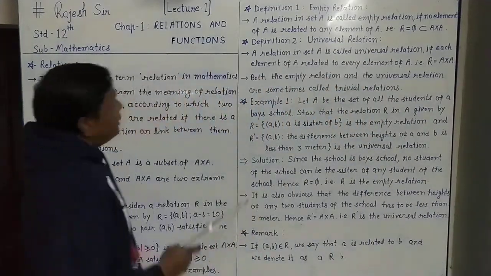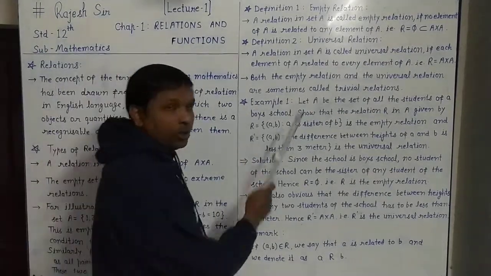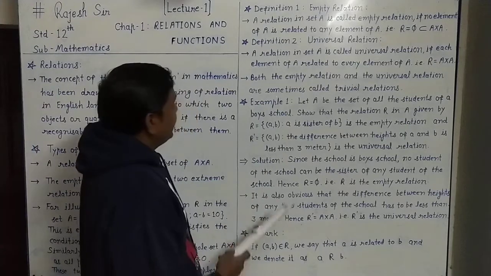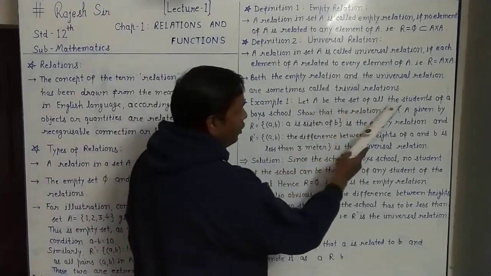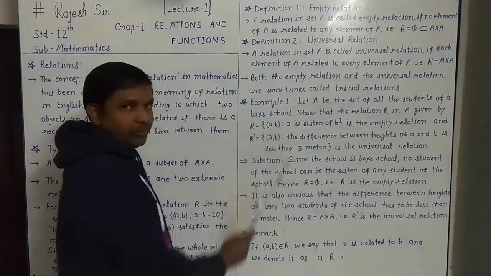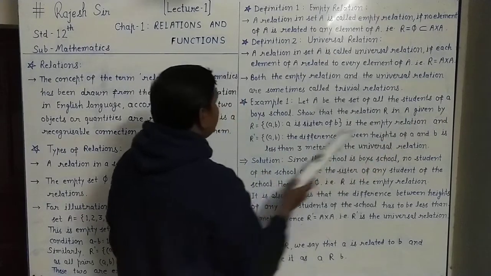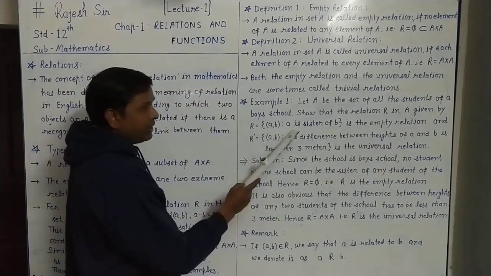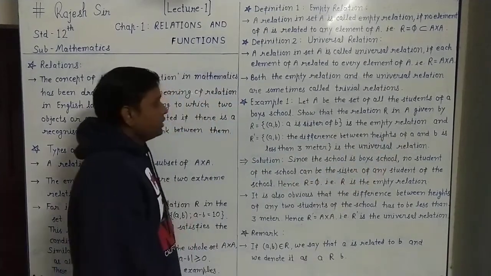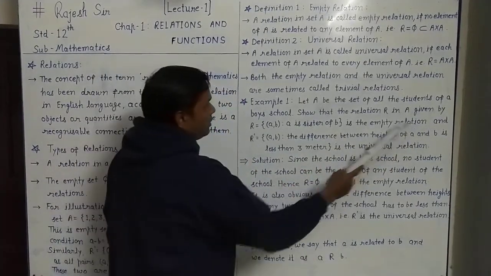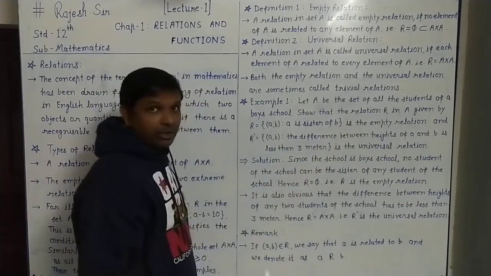After understanding the definitions of the empty relation and the universal relation, we will see one example for better understanding. Example 1: let A be the set of all the students of a boys' school. Show that the relation R in A given by R equals the pair (a, b) such that a is a sister of b is the empty relation. This we have to show.